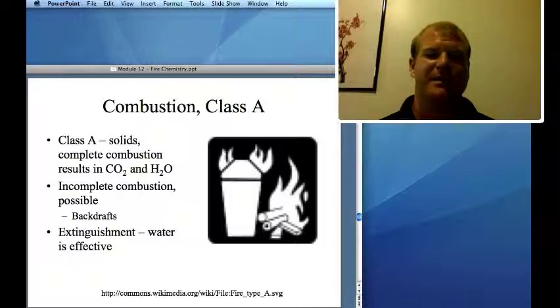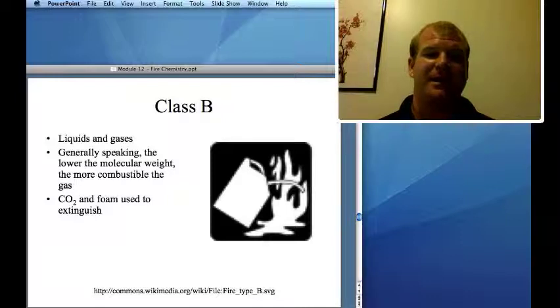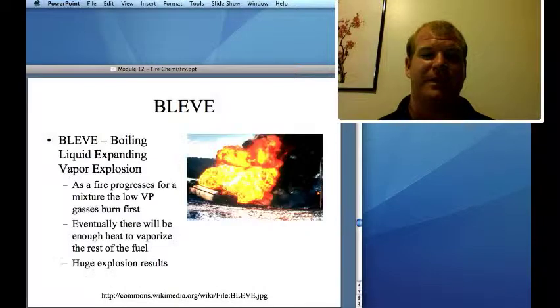Water is effective for Class A fires. Takes away the heat is how it puts it out. Class B, liquids and gases, and generally speaking, the lower the molecular weight, the more combustible the gas is, in general. Carbon dioxide and foam, you can extinguish them with this.